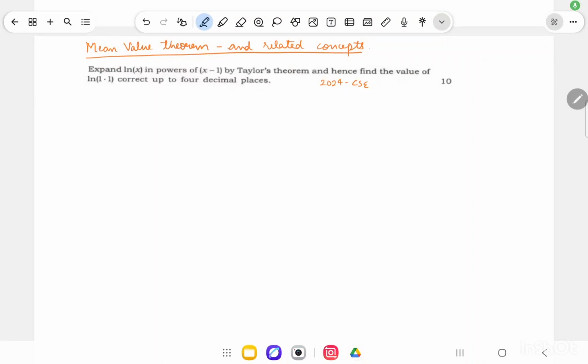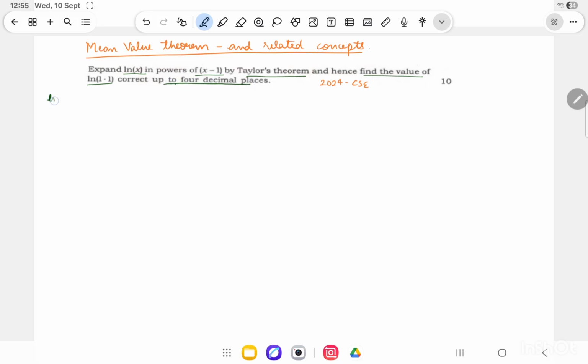So today let's discuss questions on the mean value theorem and Taylor expansion basically. Question 1 says: expand ln x in powers of x minus 1 using Taylor's theorem, and we are also supposed to find the value of ln(1 minus x), correct up to 4 decimal places.